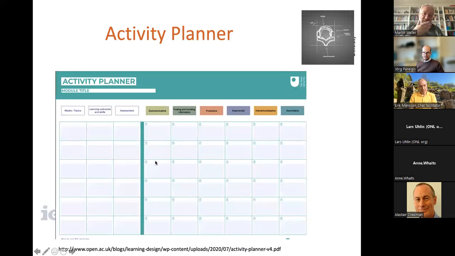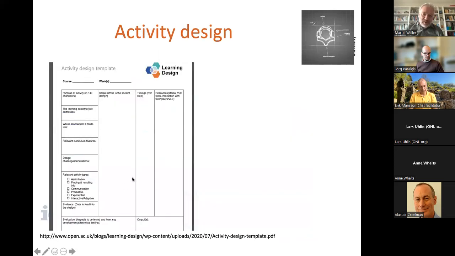We also have these activity planners, which you can print out, the paper versions. Here you can use those categories and also include the learning outcomes and how you're meeting them. We have an activity design template as well. For any specific activity, talk about what its purpose is, the steps in it, and the timings, taking that design process down to the smallest unit, if you like, of a particular activity.